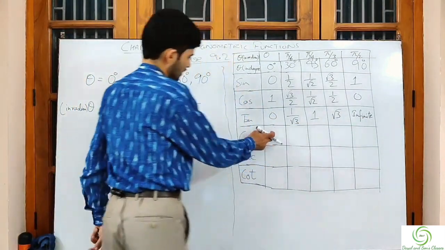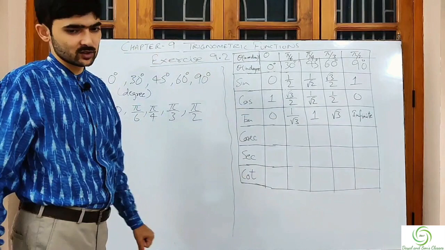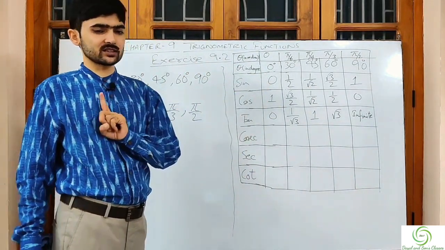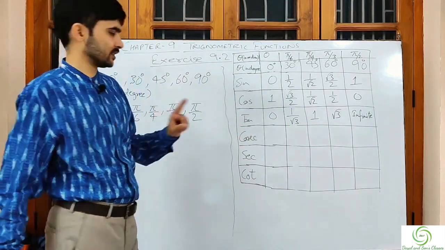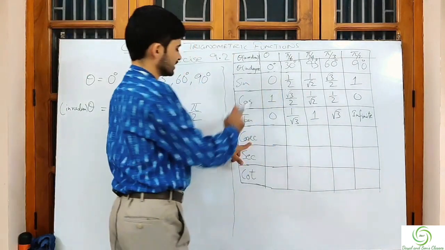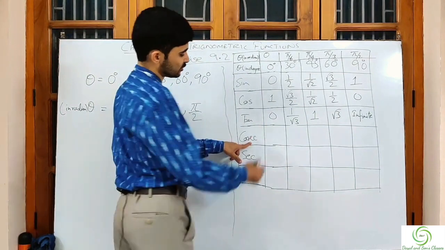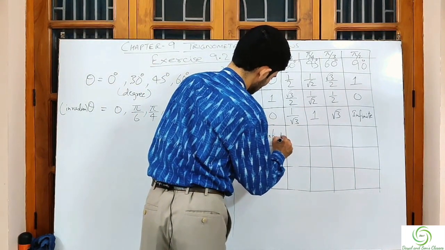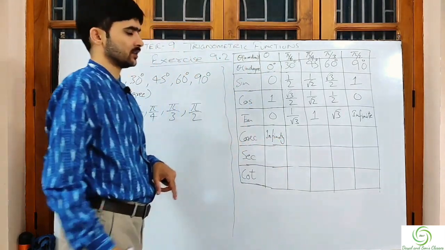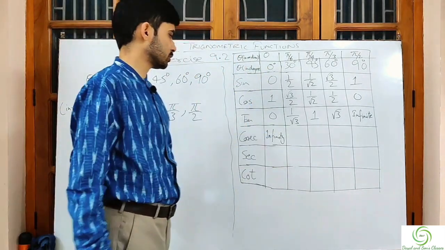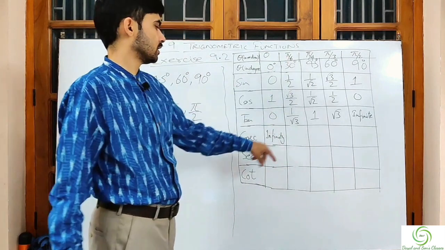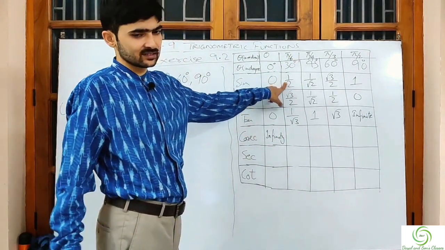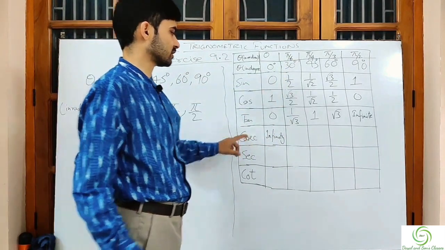Now cosec 0, what will be the value of cosec 0? Sin 0 is 0, and we know cosec theta is equal to 1 upon sin theta. So since sin theta value for 0 is 0, 1 upon 0 will be infinity. Right? Then we come to cosec 30. Since sin 30 is 1 by 2, cosec 30 will be 2.